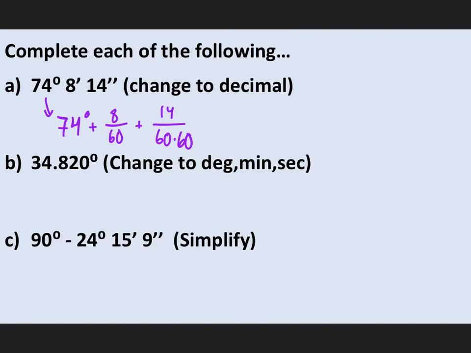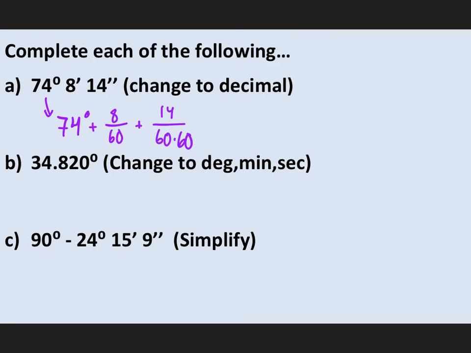All right, so to recap that, we have the 74 degrees. We're keeping it in degrees. The 8 minutes, we're dividing by 60 because this is 8/60ths of a degree. And then the 14 seconds, we're dividing it by 60 times 60 because a second is 1/60th of a minute, which is 1/60th of a degree.